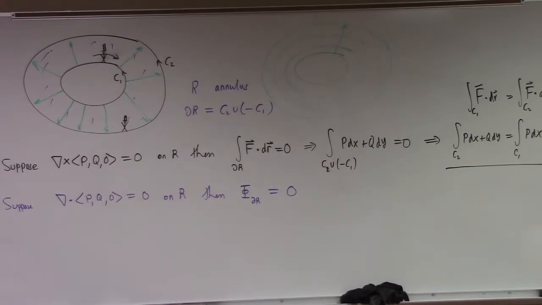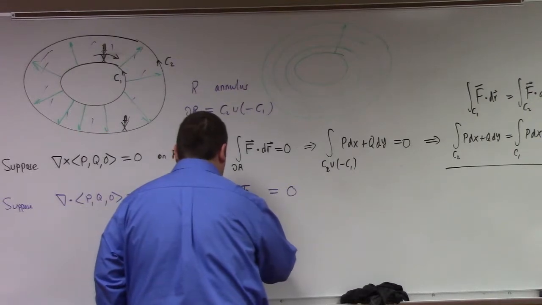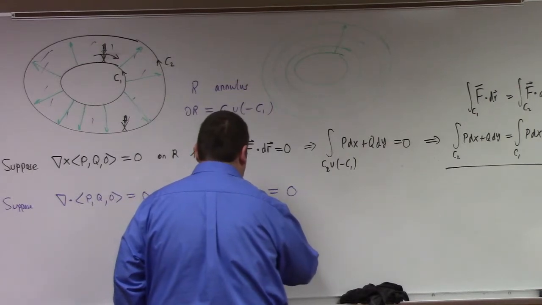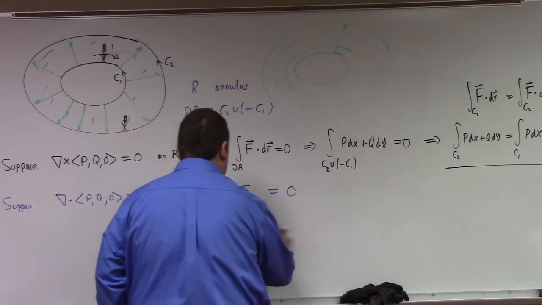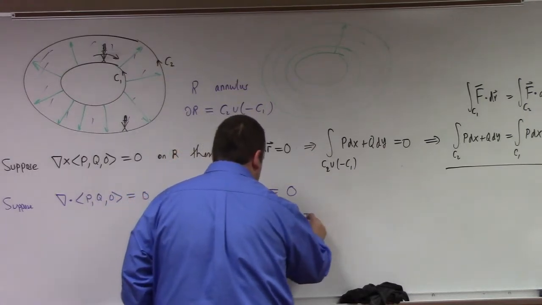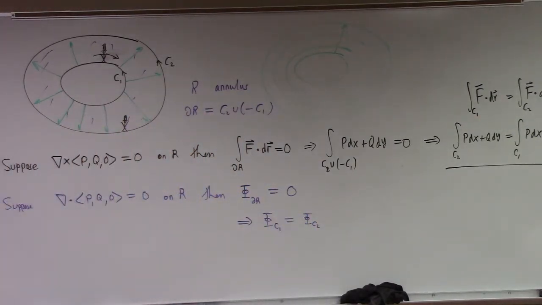What does that mean? The boundary of R has two pieces, namely the flux through C2 plus the flux through C1 with the opposite orientation. Anyway, let me get to the point here. This implies that the flux through C1 is equal to the flux through C2. There are no new field lines stemming from the region between C1 and C2. Does that make sense? I mean, that's what it says.